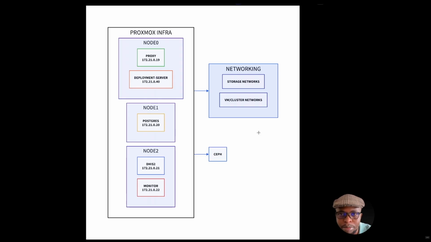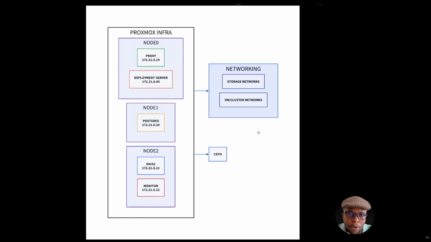In node 0, I have proxy and a deployment server. And in node 1, I have PostgreSQL database. And in node 2, I have DHIS2, Tomcat server, and monitoring server. The Proxmox infrastructure setup is going to be a separate call on its own, just explaining how it is set up, the Ceph distributed storage and so forth.